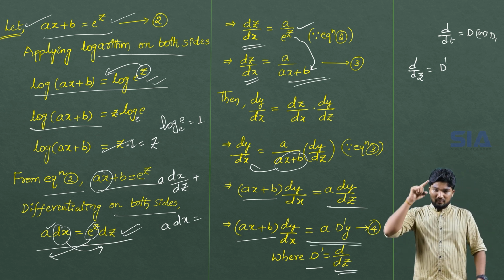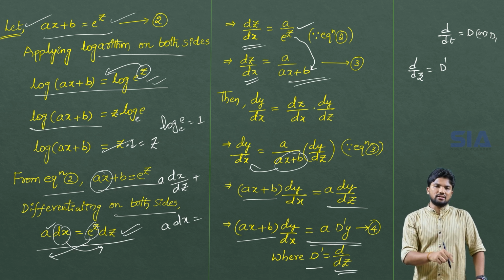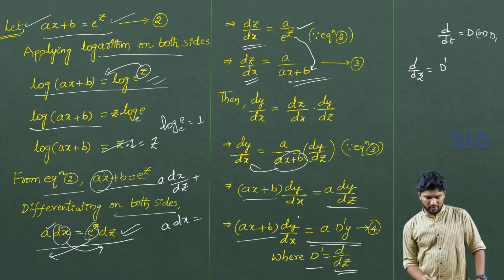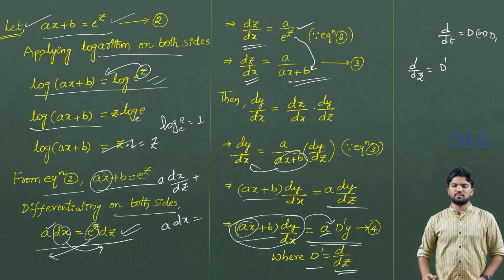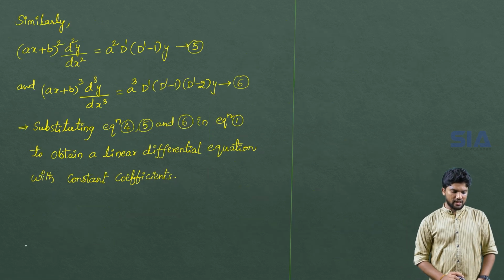That means while solving problems based on Legendre's linear equation, whenever you see ax plus b dy by dx, directly you have to write down a into D dash y, where you get that small a value from the ax function.